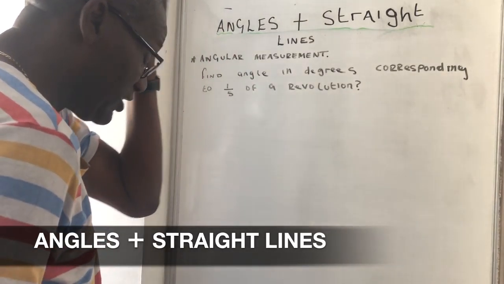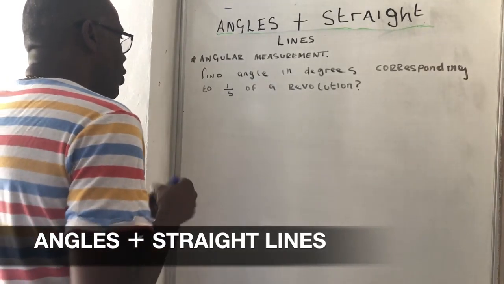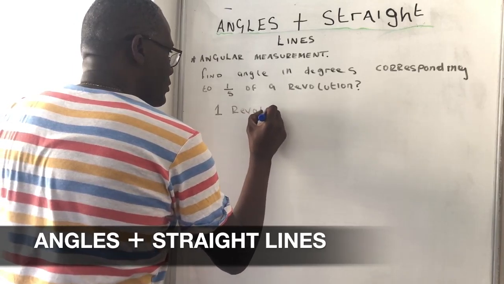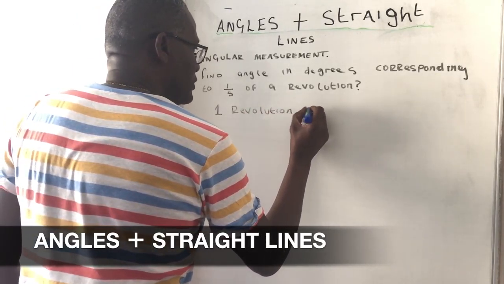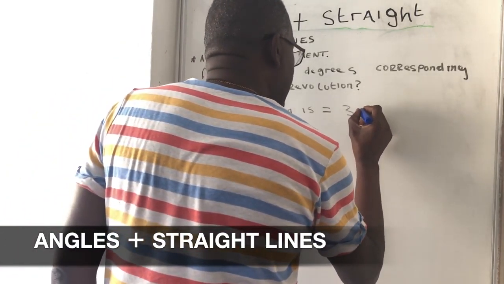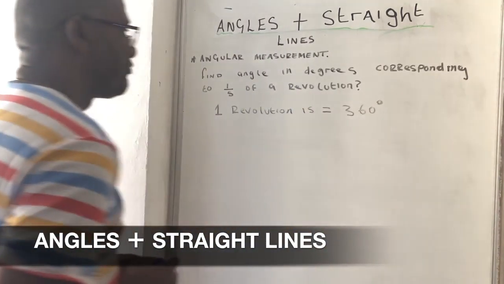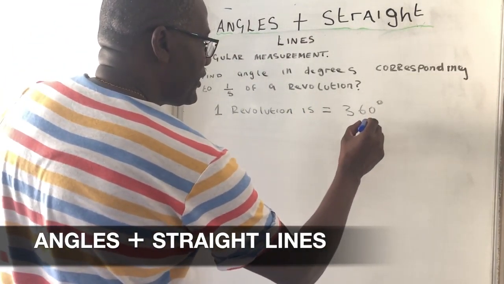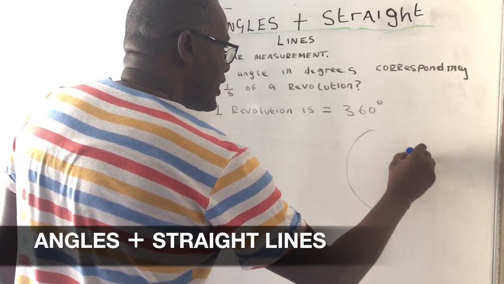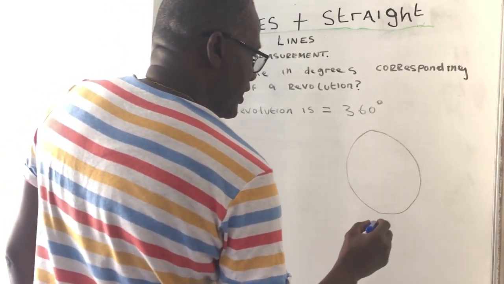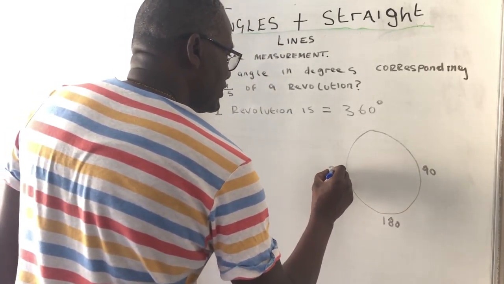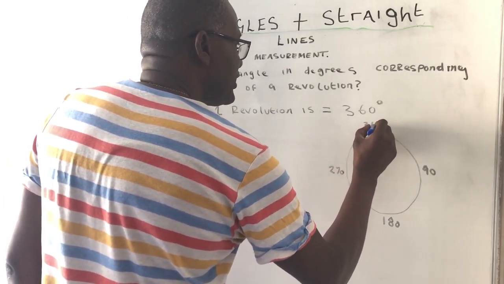So the first thing you need to work out is, well, what is a revolution? Okay, one revolution is equal to 360 degrees. Okay, so it would look a little bit like this, and my drawing is not that great, but you would have 180 there, you'd have 90 there, you'd have 270 there, and you'd have 360 there.